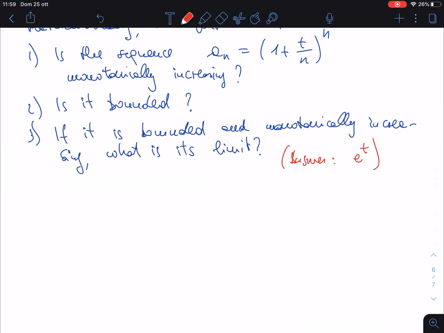Okay, so let us go in with the study. So now we study the sequence a_n is equal to (1 plus 1 over n) to the nth power. Okay, so this is the idea.